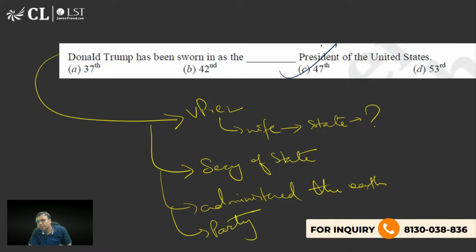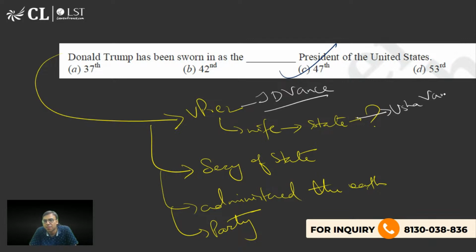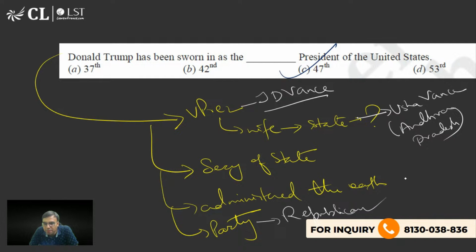Very good. Vice president is JD Vance. And his wife is Usha Vance. They had actually come to India. And she belonged to, I think, Krishna district, Andhra Pradesh, originally. ठीक है, वेरी गुड. पार्टी इज रिपब्लिकन. ऐसे रिवीजन होता है. देखो एक टॉपिक में सब आ गया. रिपब्लिकन.